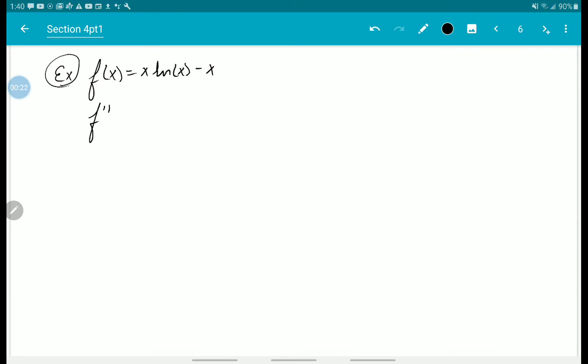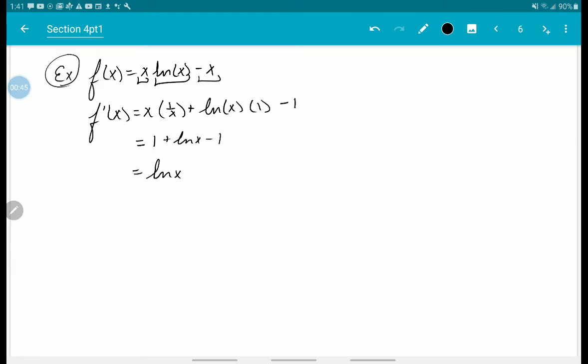So taking the first derivative, we're going to have to use the product rule. Product rule says it's the first times the derivative of the second plus the second times the derivative of the first. And then taking the derivative of the last term, we're going to get minus 1. So our derivative is 1 plus the ln of x minus 1, which simplifies to the ln of x.